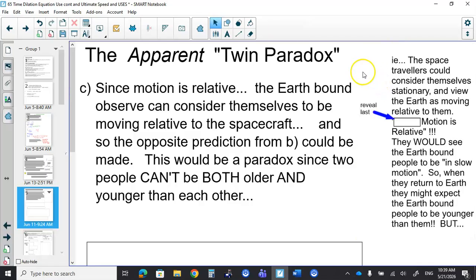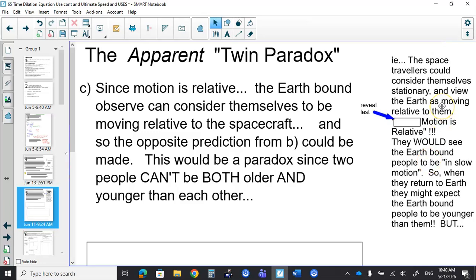Or, i.e., the space travelers could consider themselves as stationary, and the Earth went away from them and came back. But in that scenario, I'm going to reveal that later. But the motion is relative, right? So we'd say, okay, they would see. This is true, by the way.